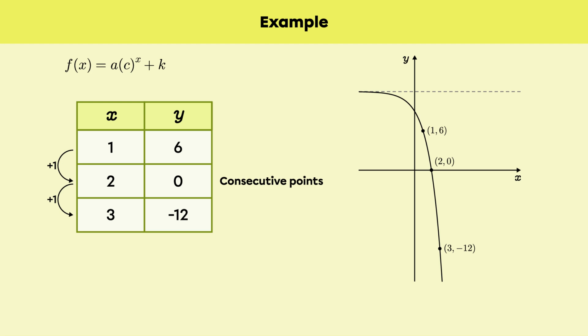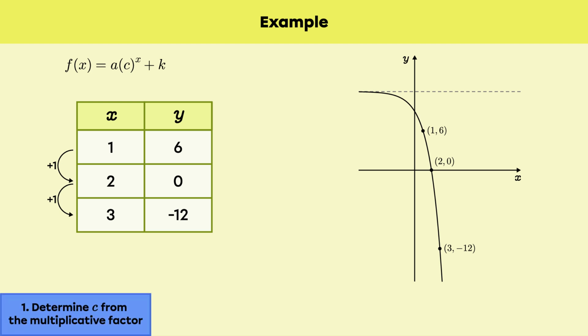When the coordinates of 3 or more consecutive points are known, it is possible to find the value of parameter c by determining the multiplying factor. We must therefore look at the change in y. To go from the first to the second point, the change in y is minus 6, while to go from the second to the third, it is minus 12. To find the multiplying factor, we need to ask, what must I multiply negative 6 by to get negative 12? The answer is 2. So the multiplying factor is 2, and this is the value of parameter c. We can enter this value in the rule.